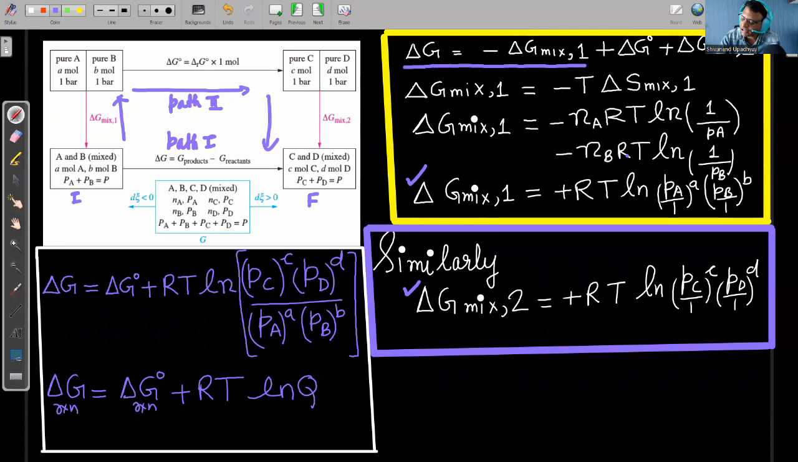So on putting the value of delta G mixing 1 and 2 in this equation, we can write that delta G reaction is delta G naught reaction plus RT ln partial pressure of C to the power c, partial pressure of D to the power d upon partial pressure of A to the power a, partial pressure of B to the power b, which is known as reaction quotient. So at a particular instant, change in Gibbs free energy will depend on the reaction quotient of the system. So delta G reaction is equal to delta G naught reaction plus RT ln reaction quotient. So this is the derivation of this.